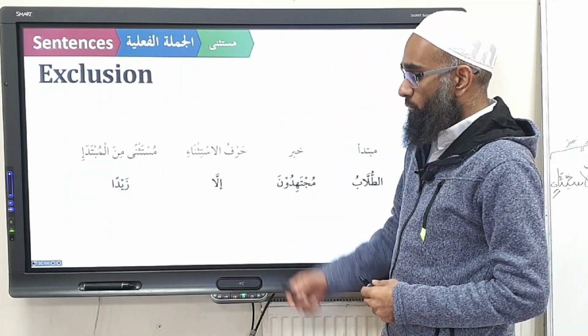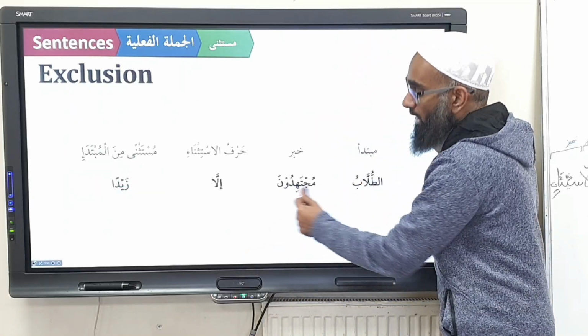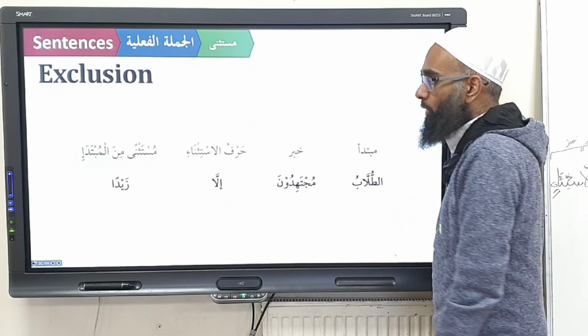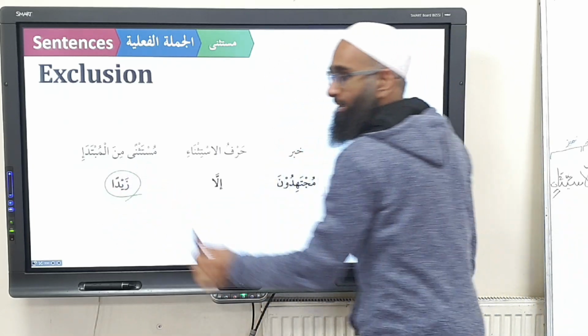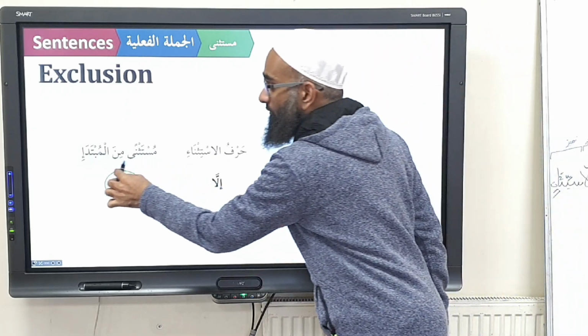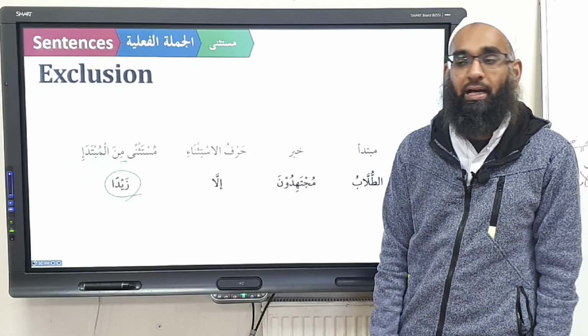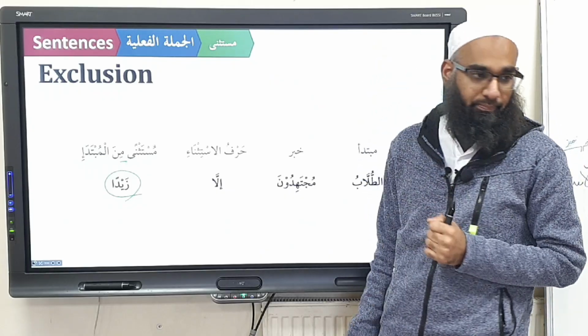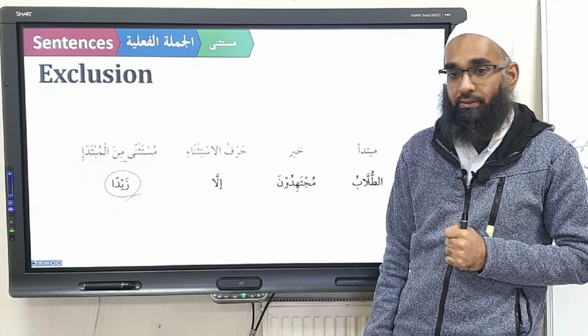If it was another sentence, for example here, at-tullabu mujtahidun illa Zaidan. The students are hardworking. Who's not hardworking? Zaid. So he's mustathna from the mubtada. So you have to label it in Arabic. What's it mustathna from? Make sense? Okay?